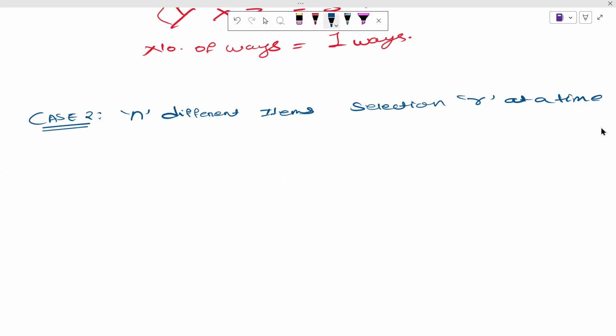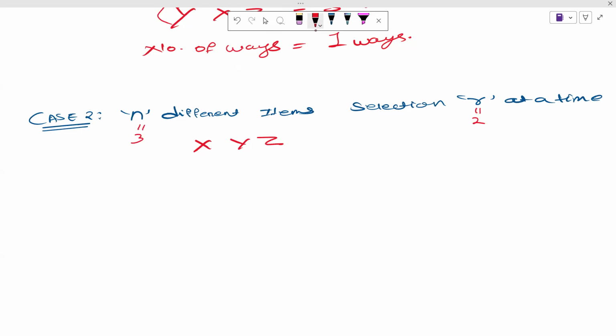So here we can just tell that there is X, Y, Z. The three items are there. So assume that in the place of N there is a 3, and in the place of R there is a 2. Means 3 different item selection, 2 at a time.